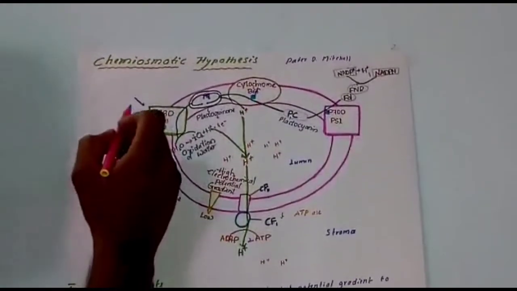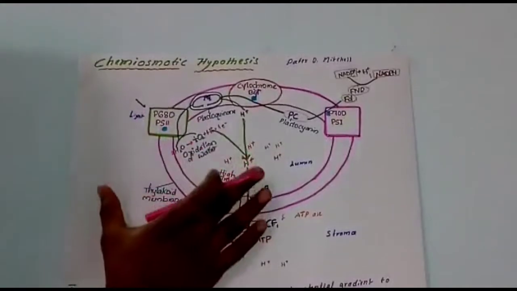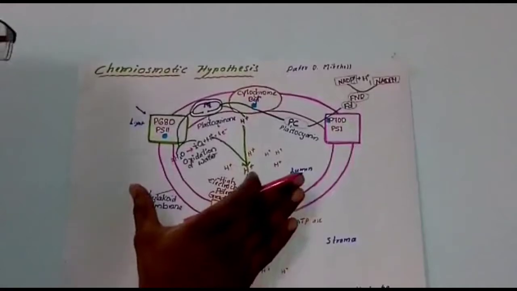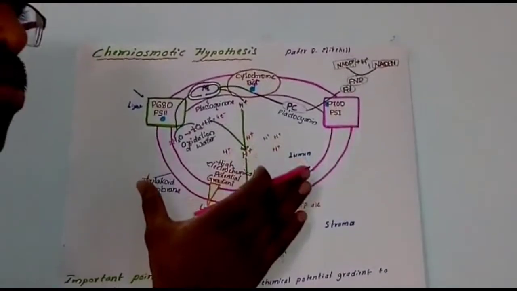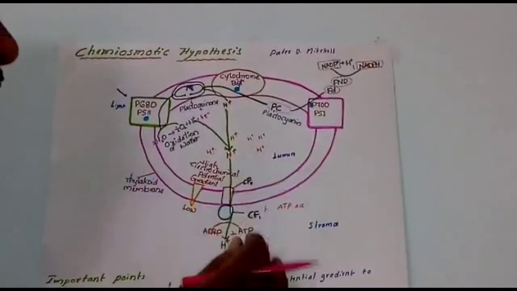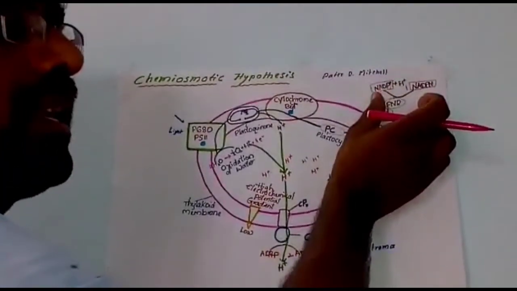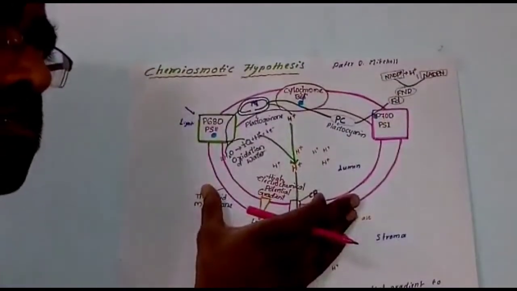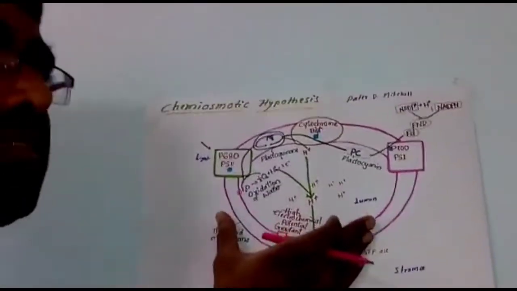Now we can try to understand the chemiosmotic hypothesis. It is one of the important concepts. Based on this concept, we can try to understand the formation of ATP and the formation of NADPH2: how ATP formation takes place through the ATPase enzyme, and how NADPH2 formation takes place with the help of the NADP reductase enzyme. This chemiosmotic process takes place in the thylakoids, that is, the granum thylakoids.